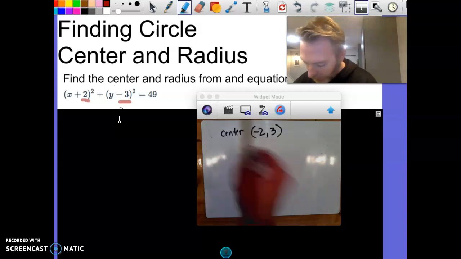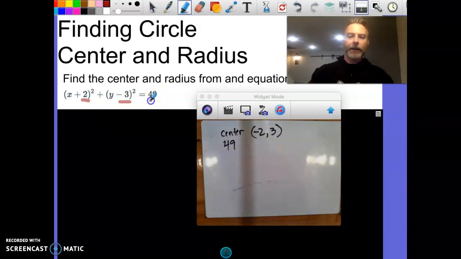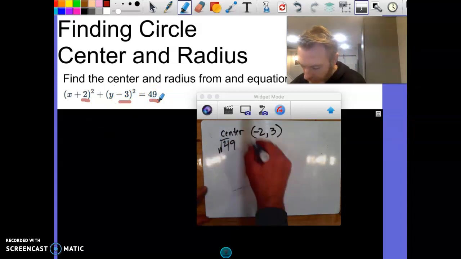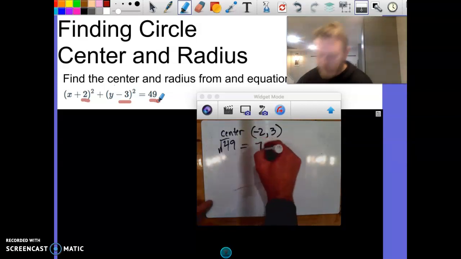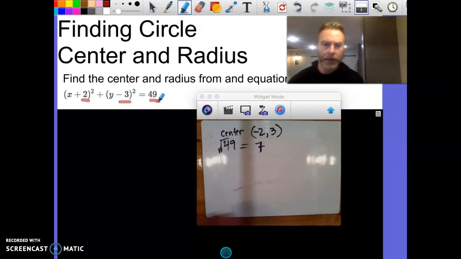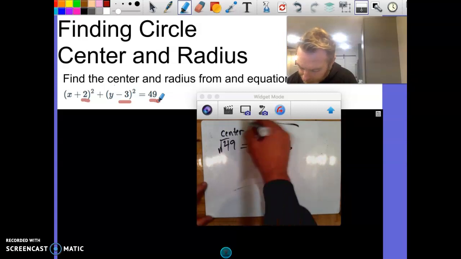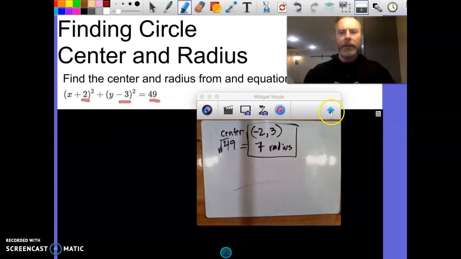And then the other thing we're going to look at is 49. The number 49 over on this side here is the radius squared. So to find the radius, I'm going to take the square root of that. And I don't need to worry about the positive and negative version. All I'm going to worry about is just +7. That's going to be the radius of this circle. Okay, so pretty vanilla, pretty mild, I guess, when it's in standard form.